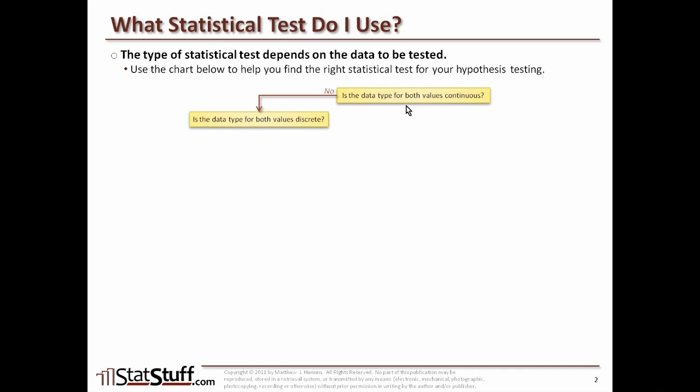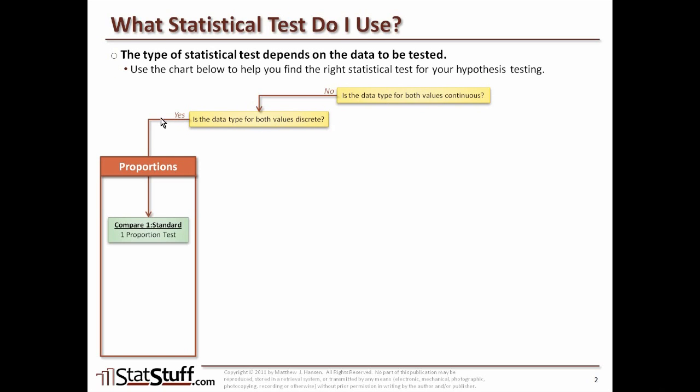If they're not both continuous, then the next question we want to ask ourselves is: is the data type for both values discrete? If both data values are not discrete, then we're going to go in one path, but if they are both discrete, then we're going to find ourselves going down this path. We're going to be testing for proportions. By testing for proportions, there are several different tests we're going to use going down that path.